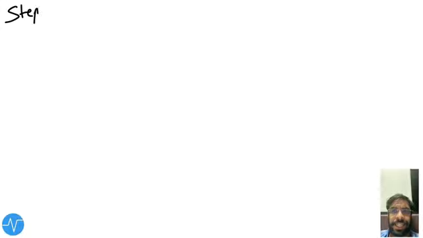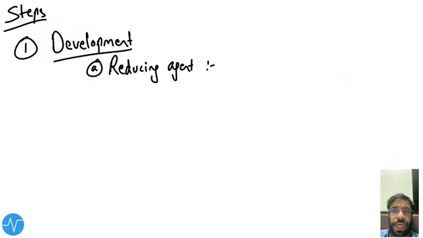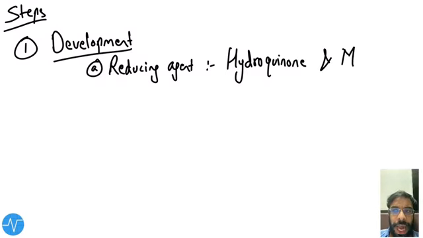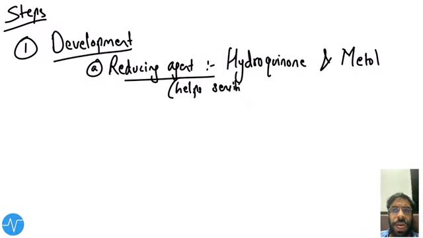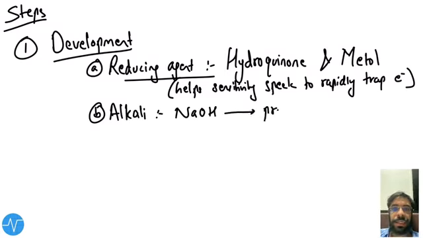Now let's see the steps. The first step is development. What are the materials used? We use a reducing agent. What is a reducing agent? Hydroquinone and metol. What does this do? This reducing agent helps the sensitivity speck to rapidly trap more and more electrons. Therefore, the more it becomes negatively charged, the more silver attaches.